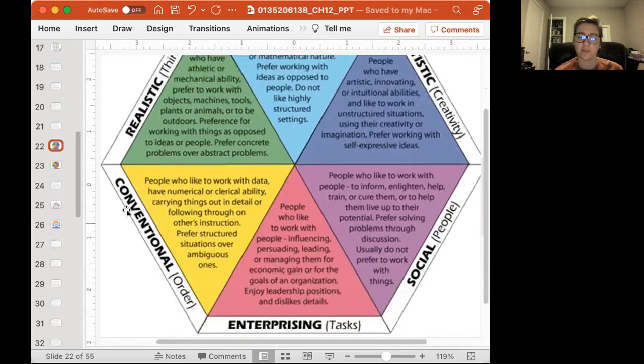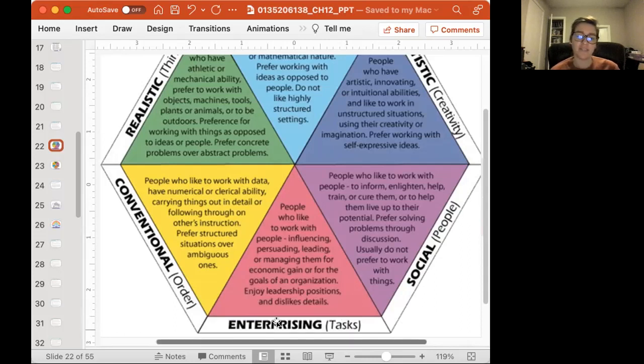All right, this one go this way so we can reassess. So the social people person, these are people who like to work with people to inform, enlighten, help, train, or cure them, or to help them live up to their potential. They prefer solving problems through discussion and usually do not prefer to work with things.